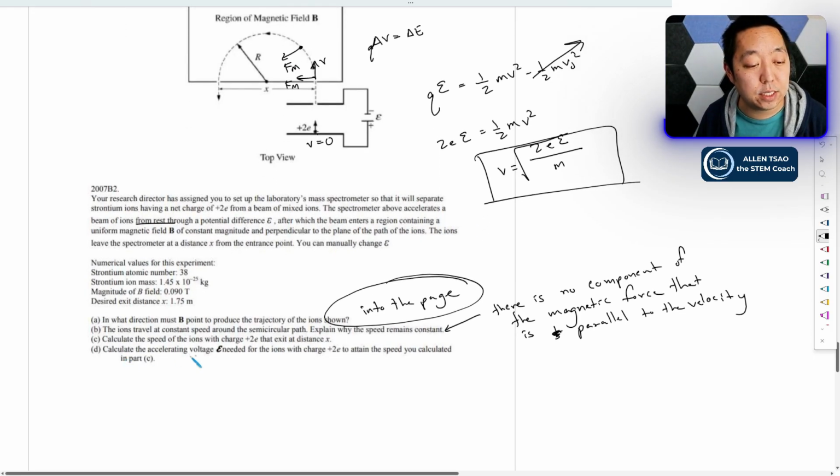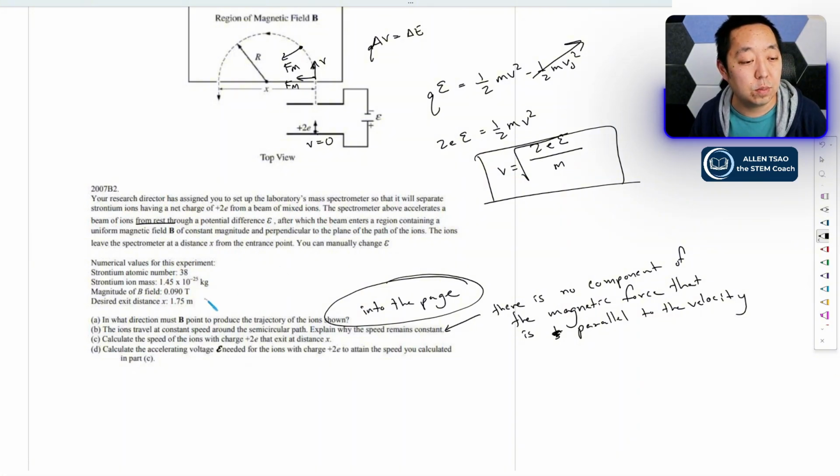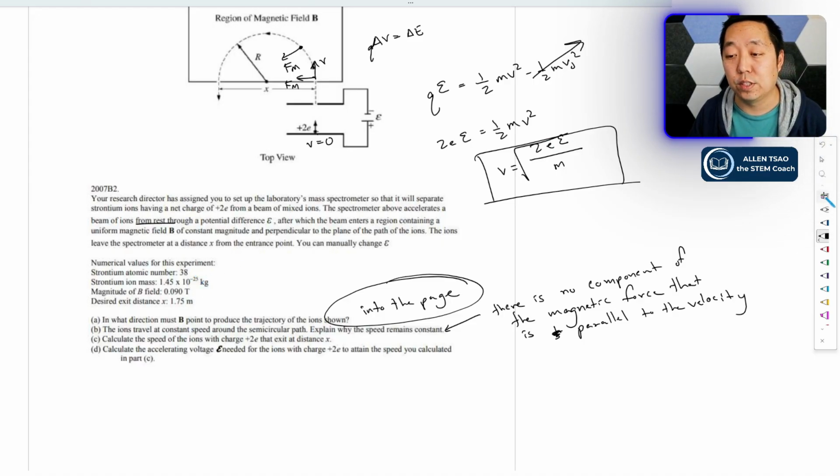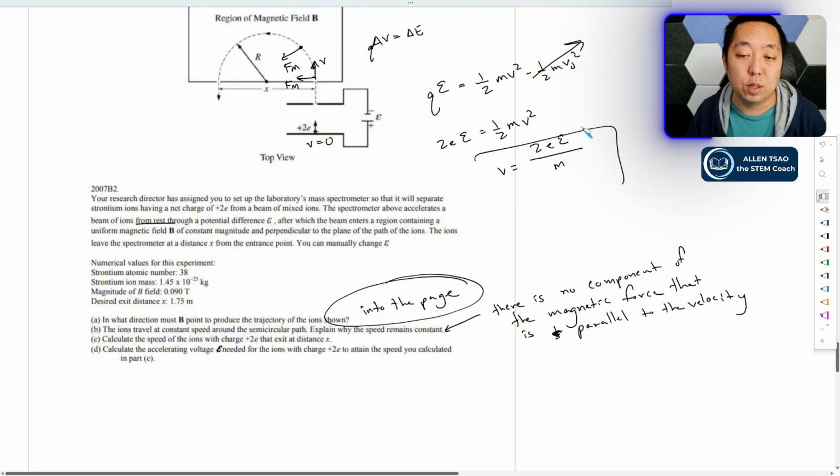Okay, calculate the accelerating voltage needed for the ions to attain the speed you calculate. Oh, actually, sorry. This is in terms of, do we not have... Oh, we don't know... Let's see. Mass, charge... Oh, we don't know the potential difference here. So this is not the correct thing to do. Should have plugged in the numbers. Sorry, that's what we'll do in part D.